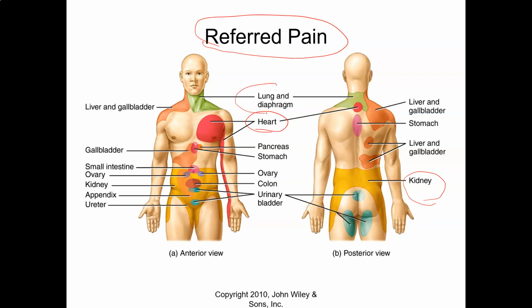You see this neck region in green here could also be referred pain from the lung and diaphragm, which is way down here. So, hence referred pain. Or look at on this side, could be liver or gallbladder pain. So referred pain is definitely something to be taken into account when working with patients.